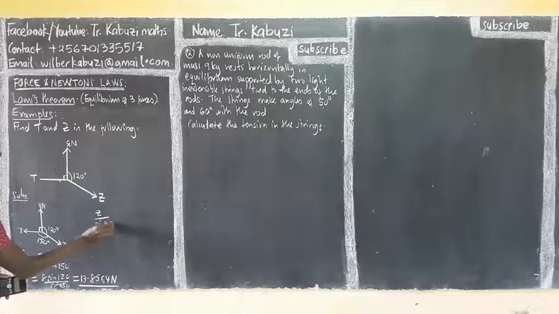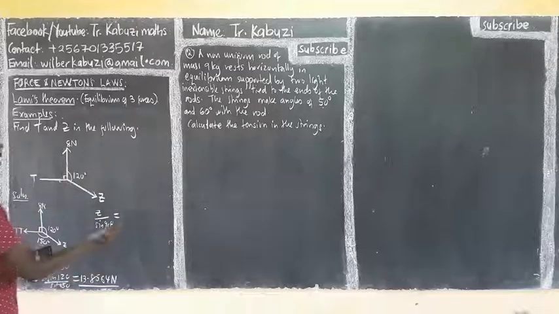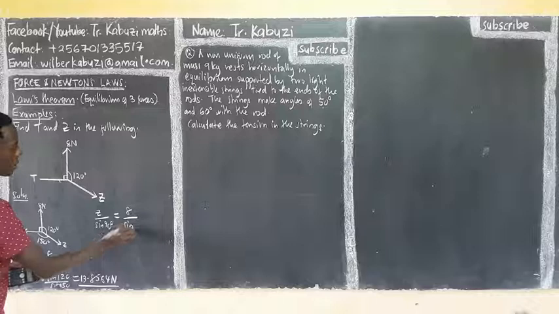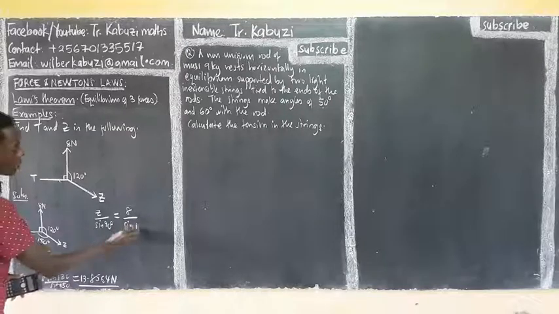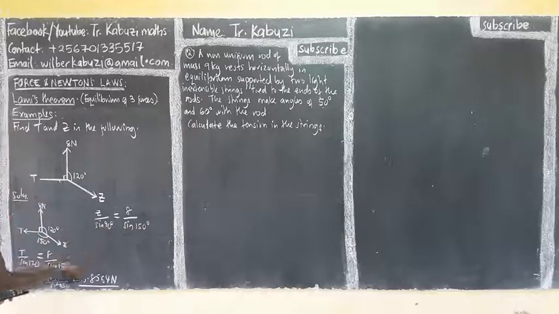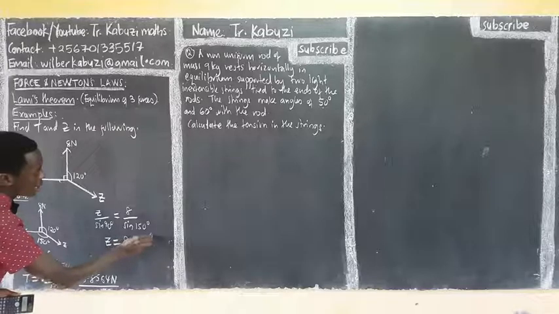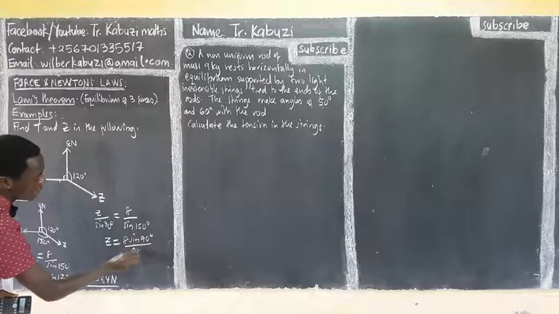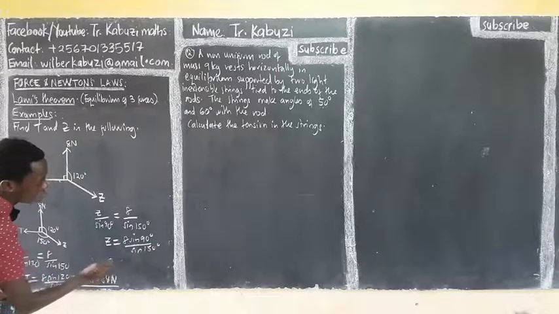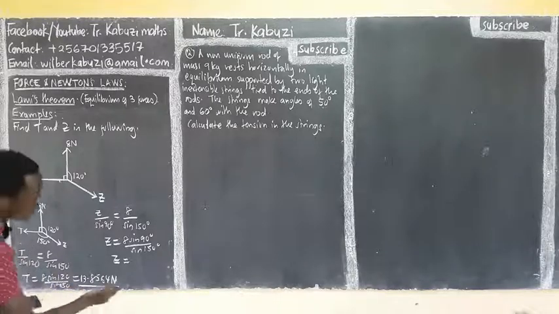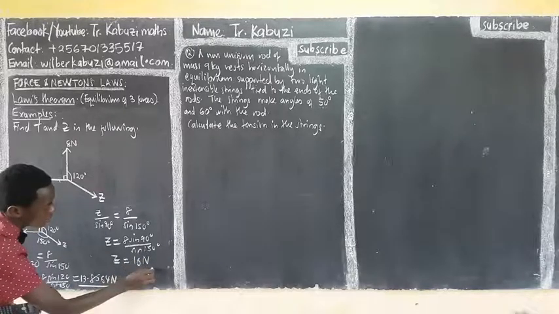When I come now to my z, my z over sine of the angle opposite, 90 degrees, is equal to 8 over the sine opposite it, which is sine 150 degrees. So our z will be 8 sine 90, but sine 90 is 1, over sine 150 degrees, and so our z will be 16 newtons with this.